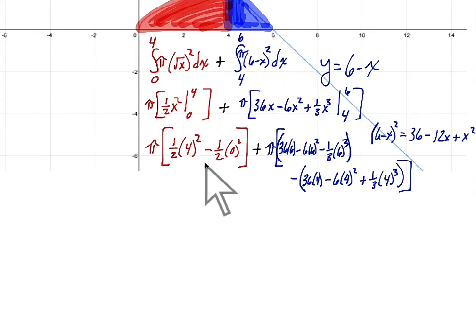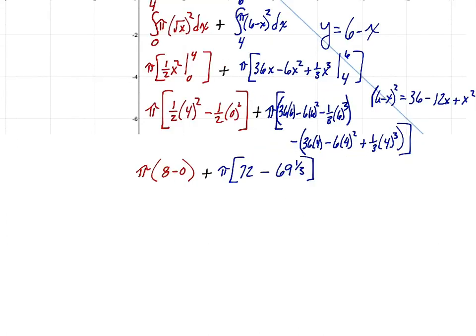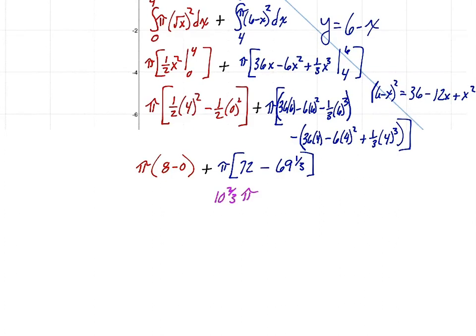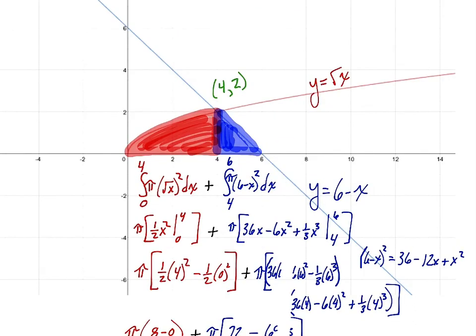So now I will continue this, which gets us to here, pi times 8 plus pi times, oh, what is that? 2 2/3, which gives us a final answer of 10 2/3 pi as the volume of the solid here that's rotated around the x-axis. And we're done with the last part of these notes.